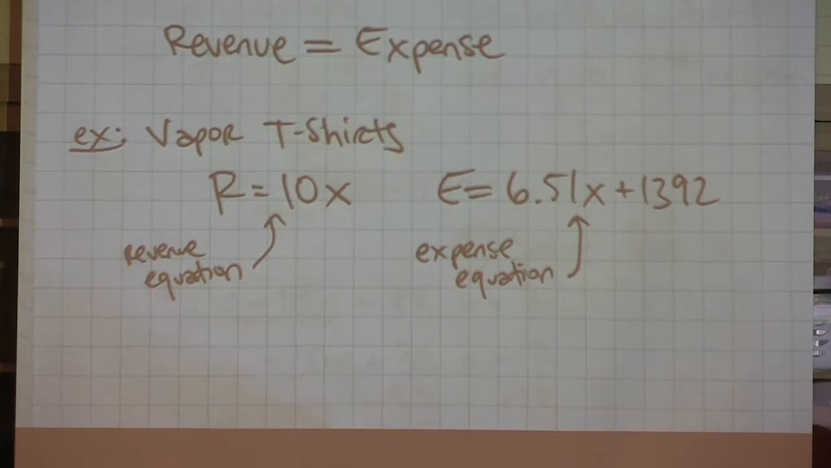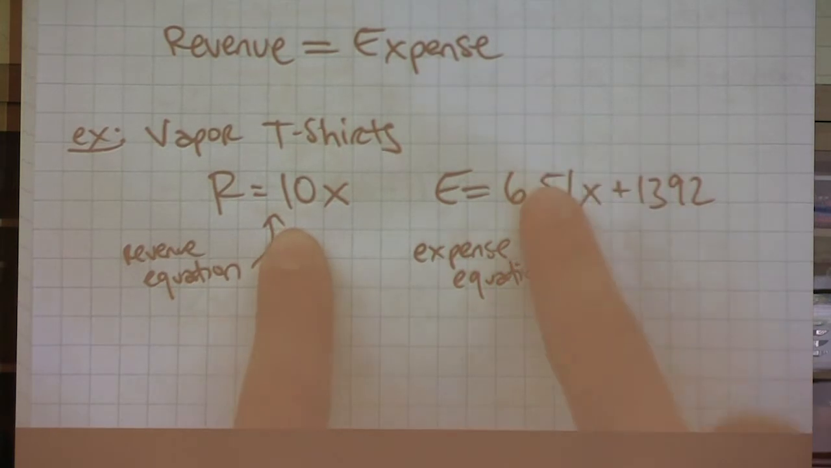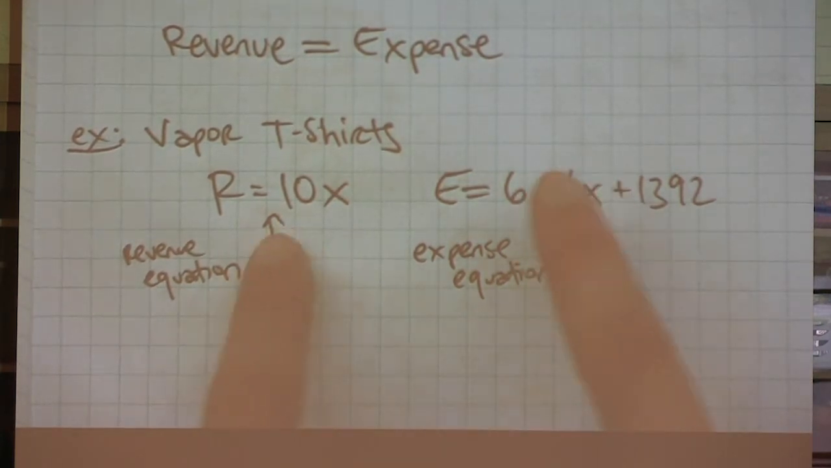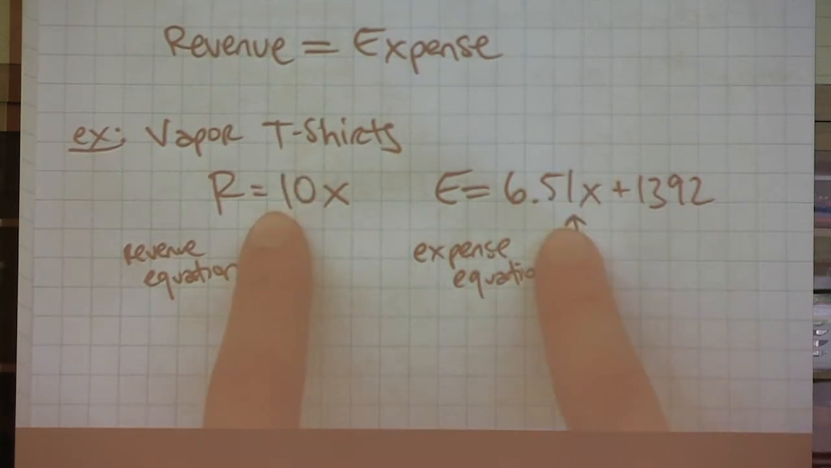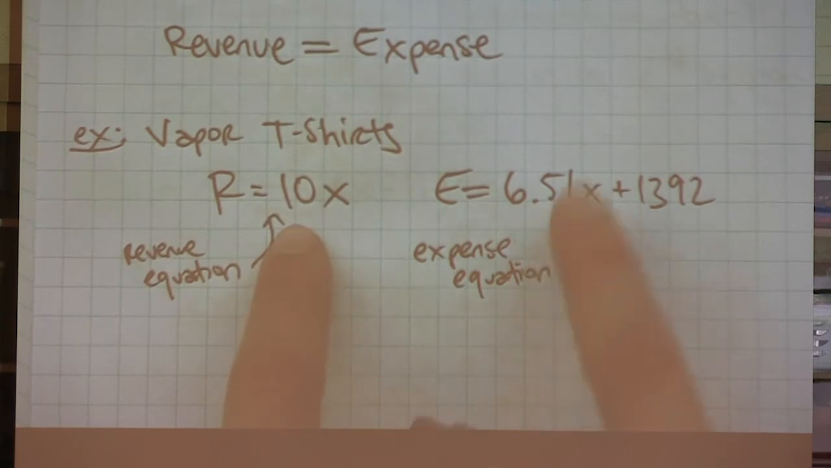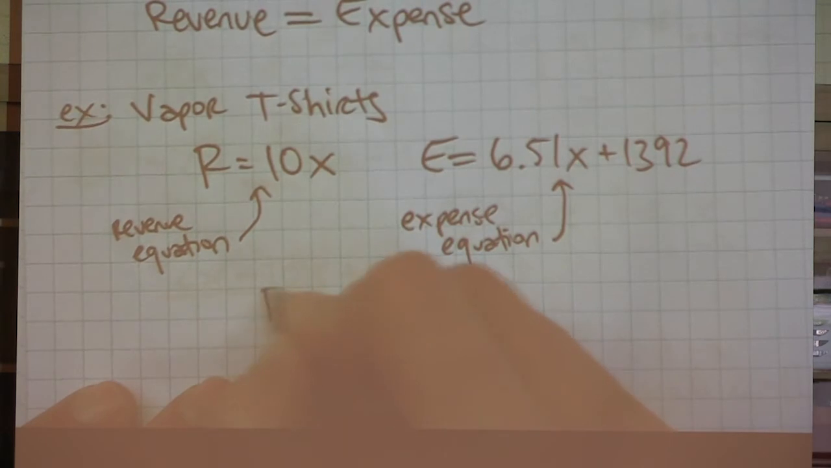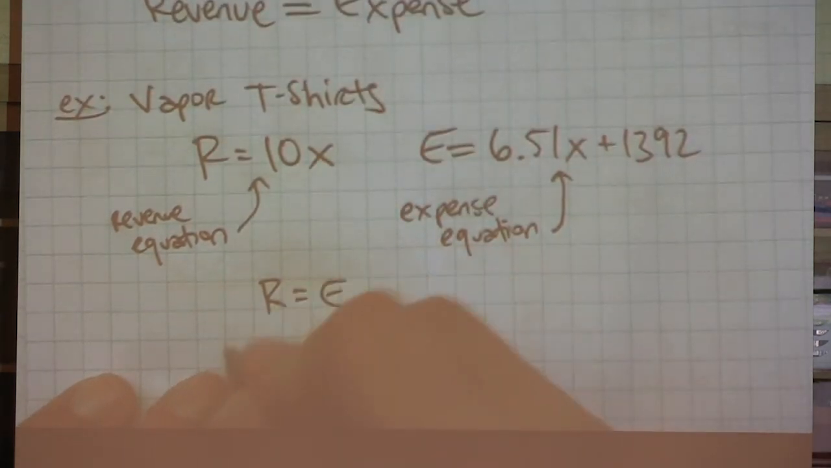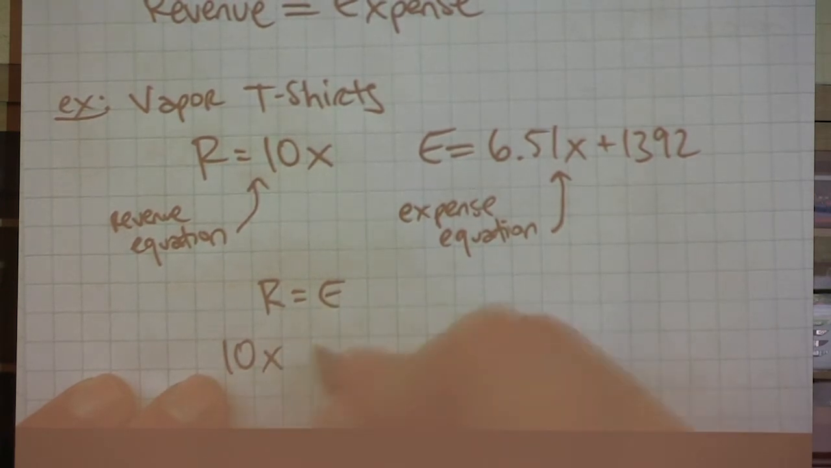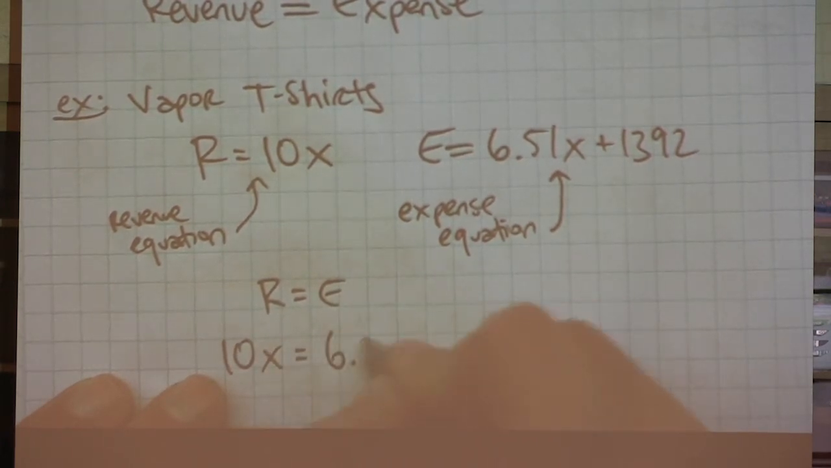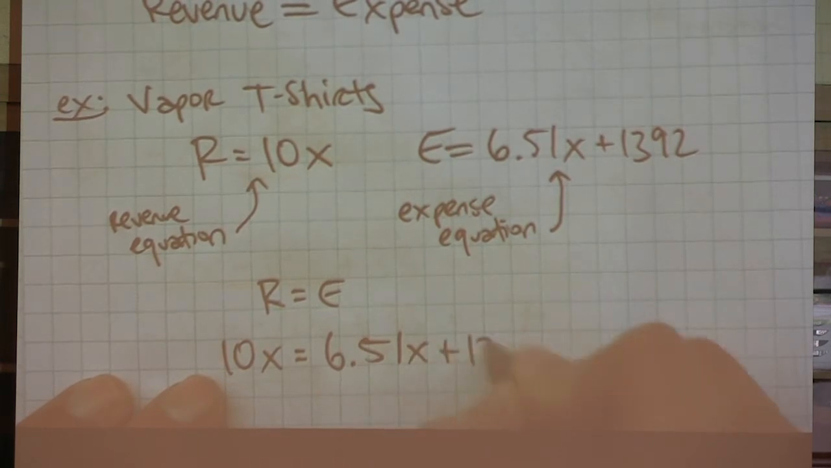Now, the break even happens, like we said, when your revenue equals your expense. In other words, you have a system of equations. I want to know when your revenue equals your expense. So to set that up, we're setting up revenue equals expense. Our revenue is $10 a shirt. Our expense is 6.51x plus 1392.